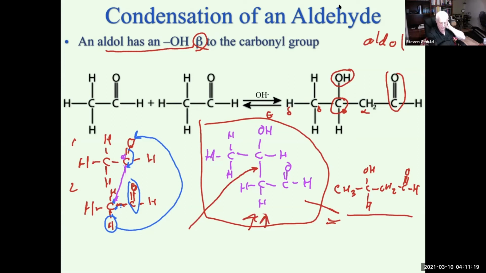Again, your beta carbon has your OH group, okay? And this is an aldol, ALDOL, aldehyde and an alcohol. Okay, so that's how condensation reactions in aldehydes occur, and it forms what's called an aldol.